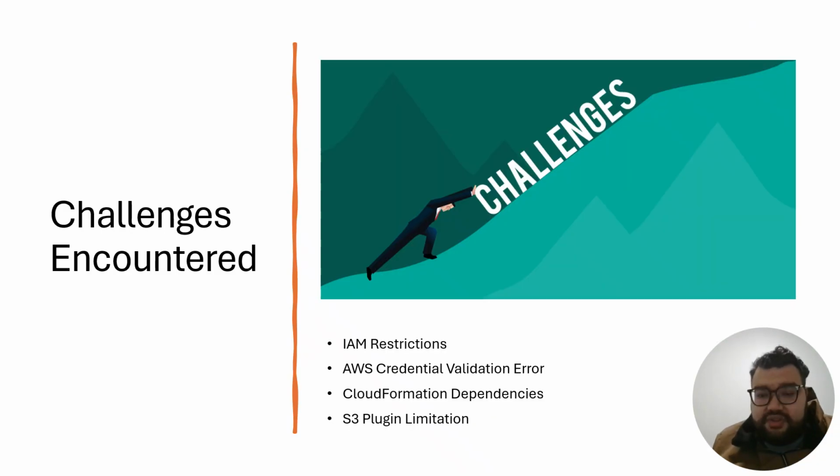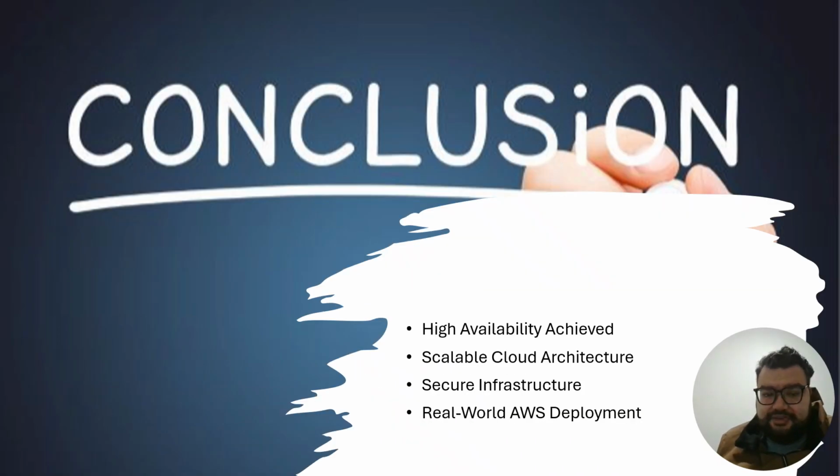Several challenges were encountered during implementation. One major issue occurred during Amazon S3 integration, when the WordPress offload media plugin returned an AWS credentials validation error due to IAM restrictions within the AWS Academy environment. Additional challenges included CloudFormation resource dependency management and configuring secure networking across multiple AWS services. Despite these challenges, the infrastructure was successfully implemented and tested.